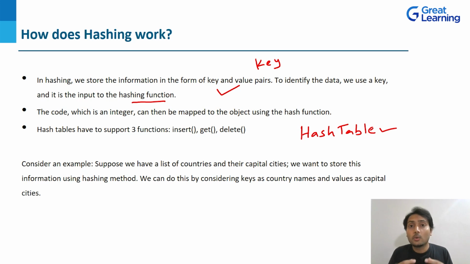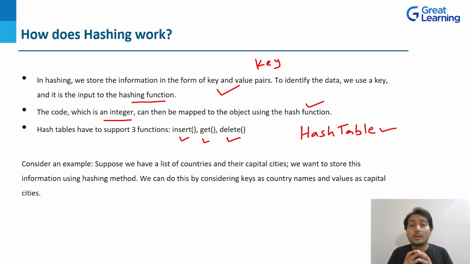Now you need not worry about this. All you have to worry about is what is this hashing, how does it work, and what is this hashing function. And after that, your hash table should also support the basic functions like insert, get, that is extract, and deletion operations. So in general these three functions must be supported by your hash table. Now this code is generally an integer code. The hash code we're talking about is generally an integer code which is always mapped to the object using your hash function. As simple as that.